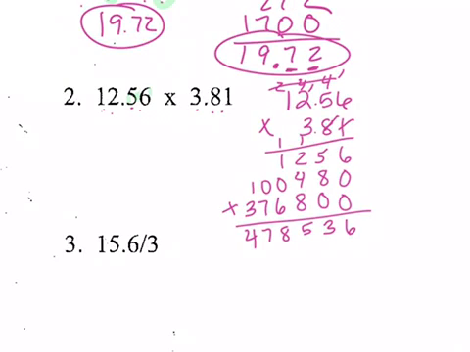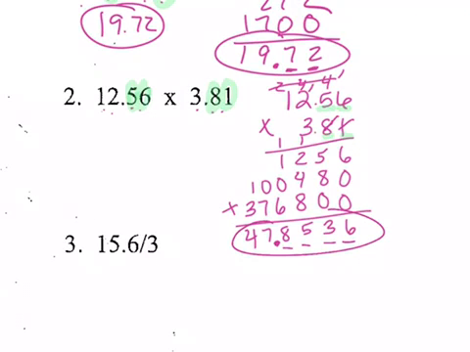So then go back and count how many numbers behind the decimal we had in the problem. So altogether, how many did we have? 4. So that means in my answer, I want to have 1, 2, 3, 4 numbers behind the decimal. So 47.8536.